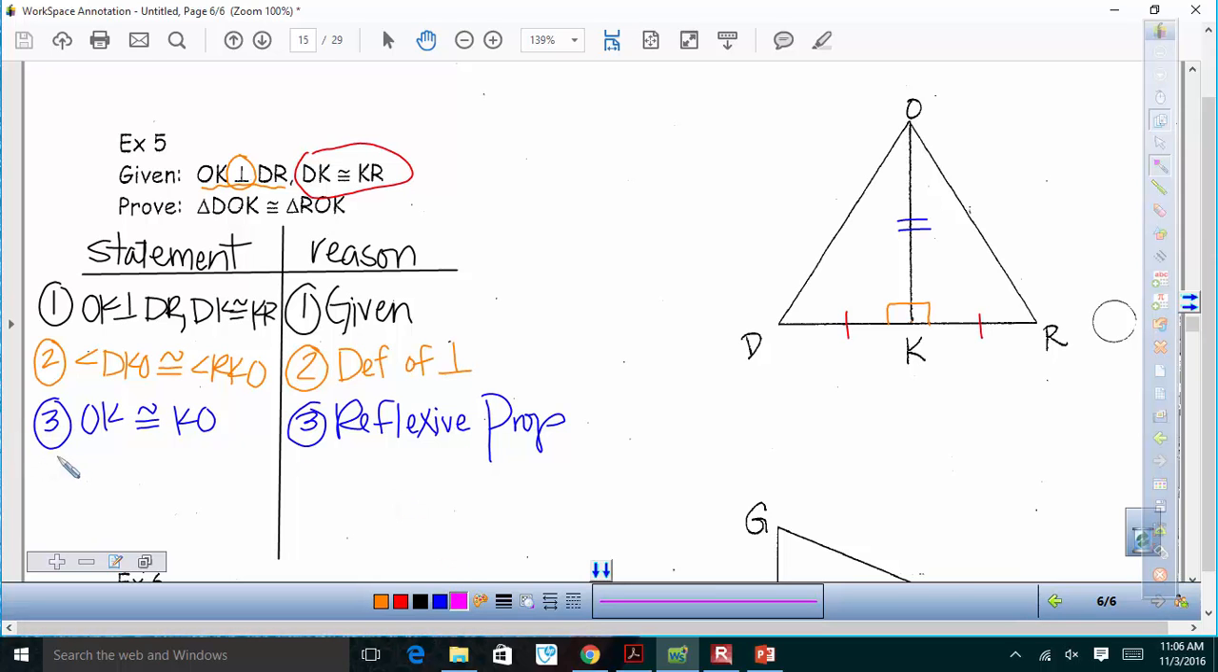Okay, and then the last thing is to prove. So I'm going to write triangle DOK is congruent to triangle ROK. And looking at this first triangle right here, it's side, angle, side. Does this one match? Side, angle, side? So it would be side, angle, side.